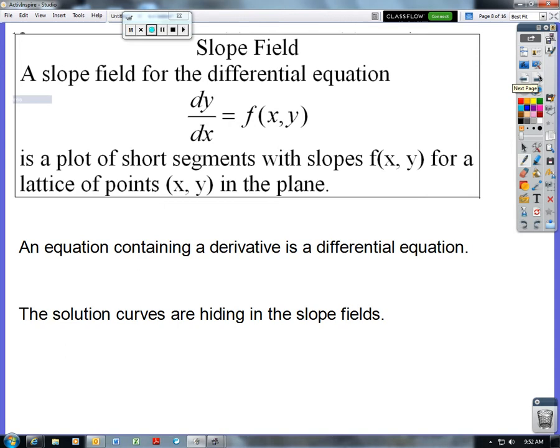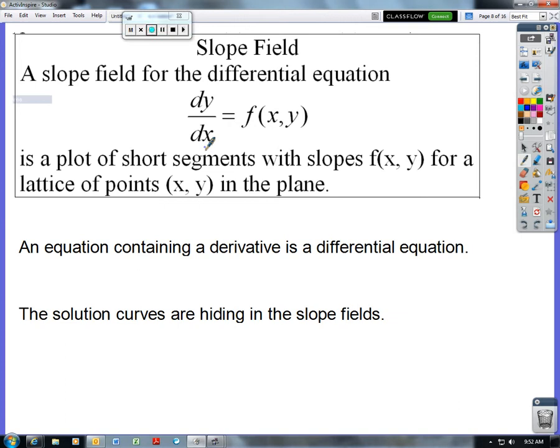Now the slope field, we're going to do a lot of this in class because we have a computer or calculator program, and my Promethean calculator doesn't have the program. So we will do a lot of this in class, but I just want to go over it right now so you have an idea. A slope field for a differential equation, and the differential equation is a derivative, so dy dx is obviously a derivative, is a plot of short segments with slopes for a lattice of points in the plane. And that probably doesn't make a lot of sense, but we'll do an example.